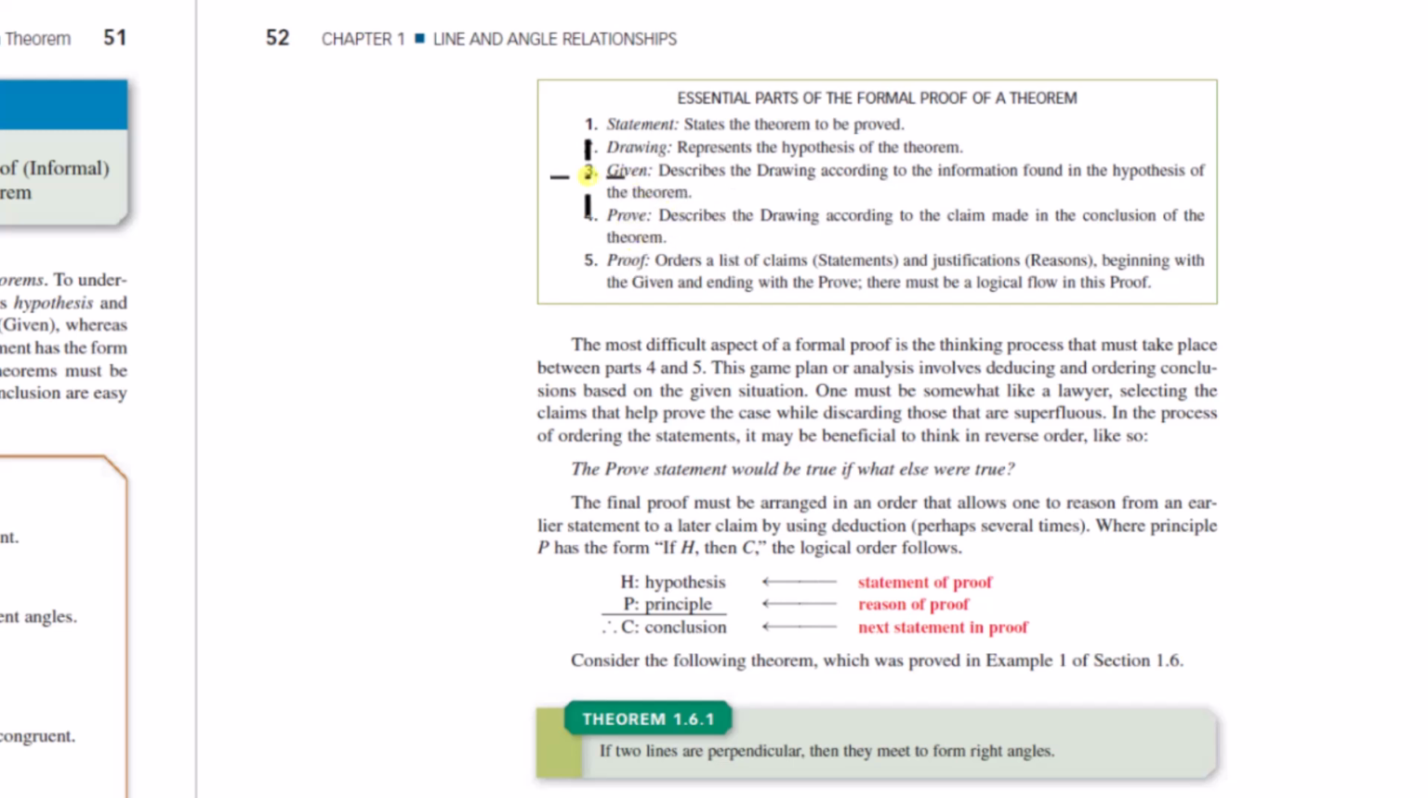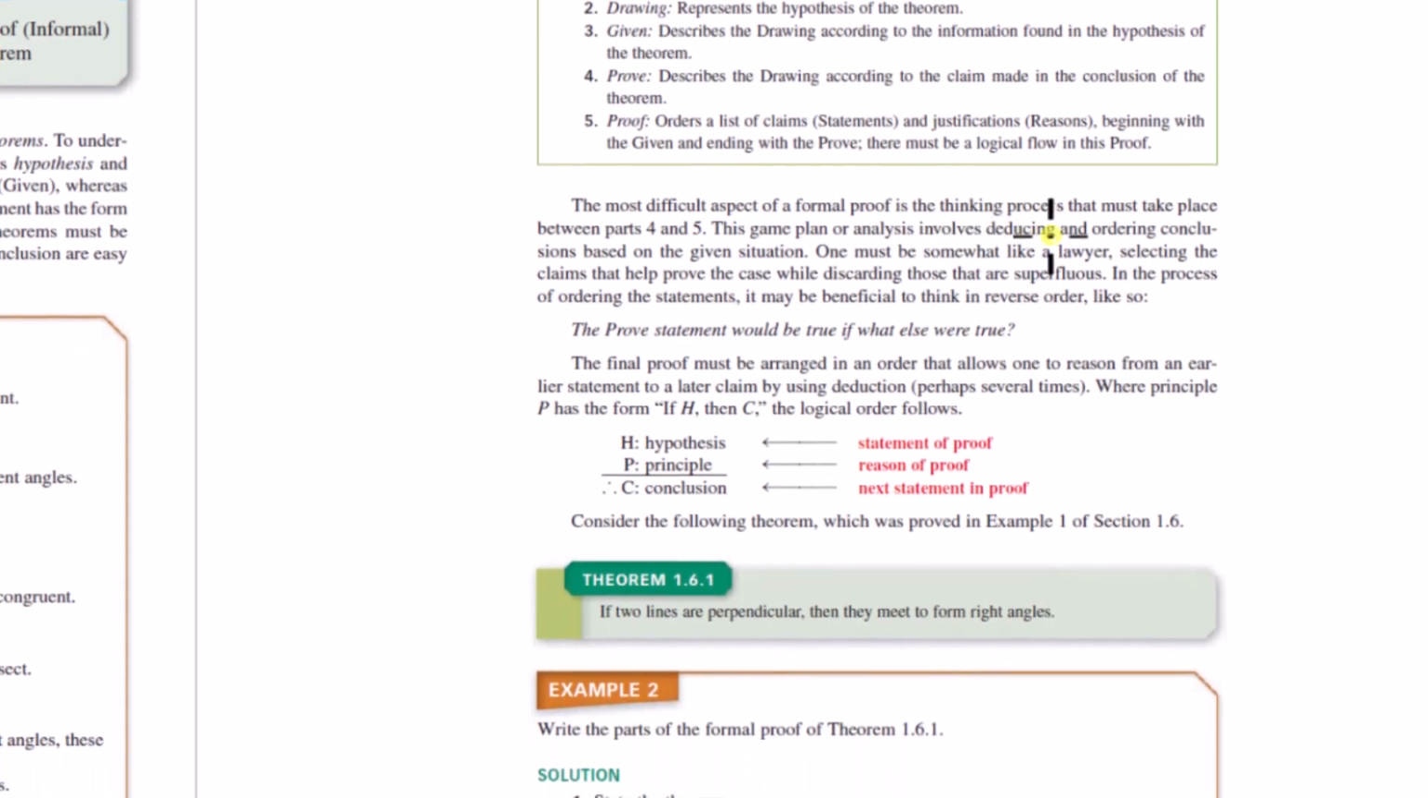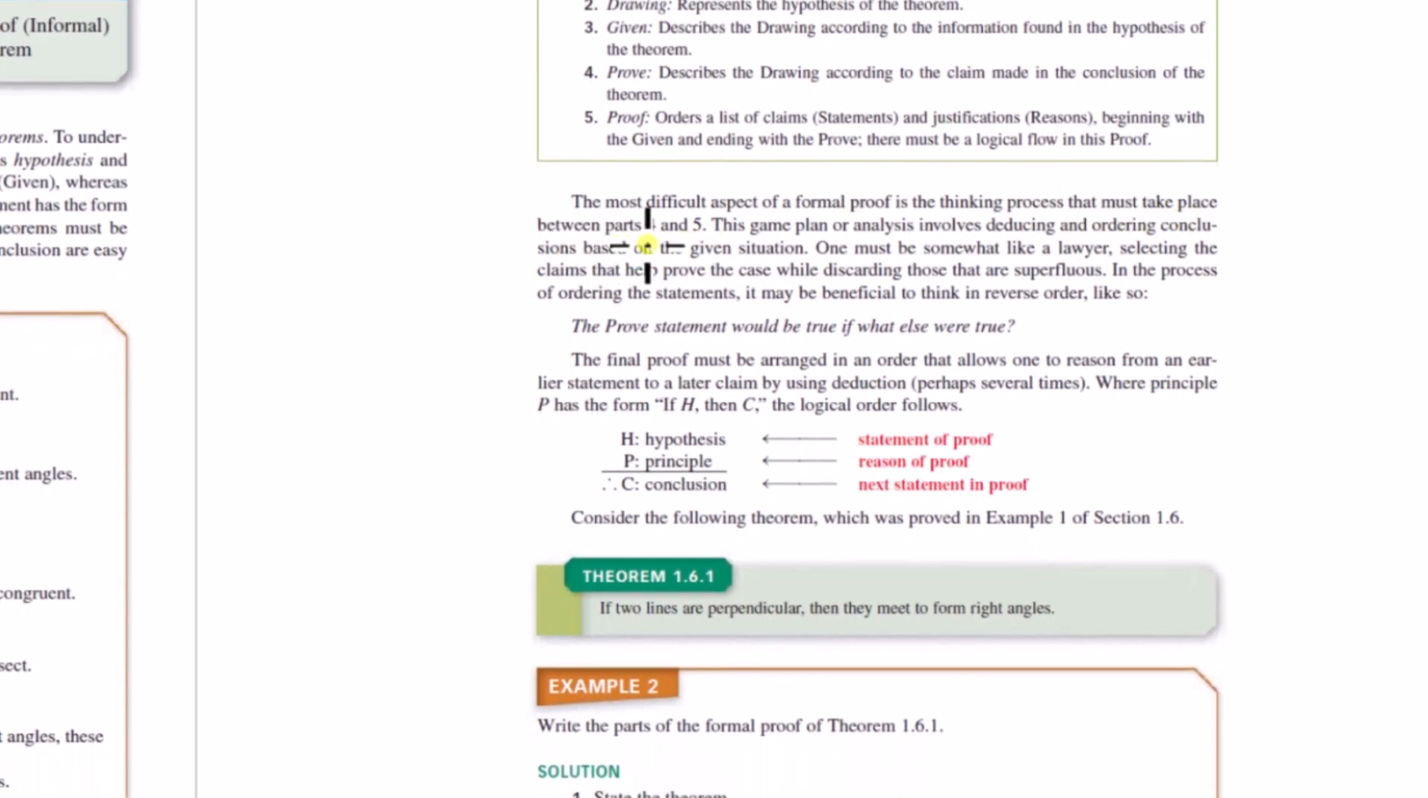The given and the drawing sum up the hypothesis, and the proof sums up the conclusion of the theorem. All right. The most difficult aspect of a formal proof is the thinking process that must take place between parts 4 and 5. Of course, the whole proof. This game plan or analysis involves deducing and ordering conclusions based on the given situation. One must be somewhat like a lawyer, selecting the claims that help prove the case while discarding those that are superfluous. In the process of ordering the statements, it may be beneficial to think in reverse order, like so.